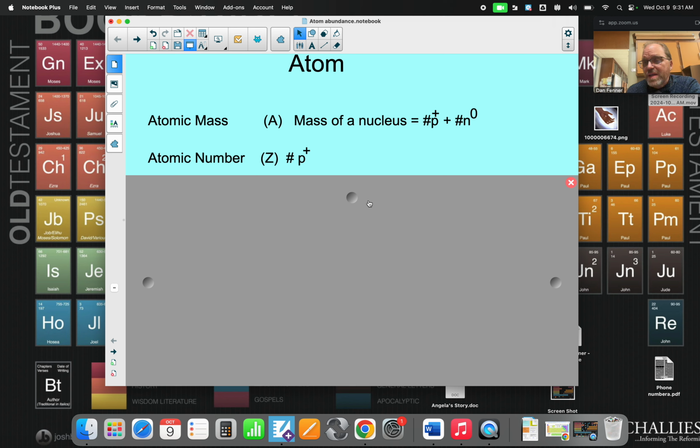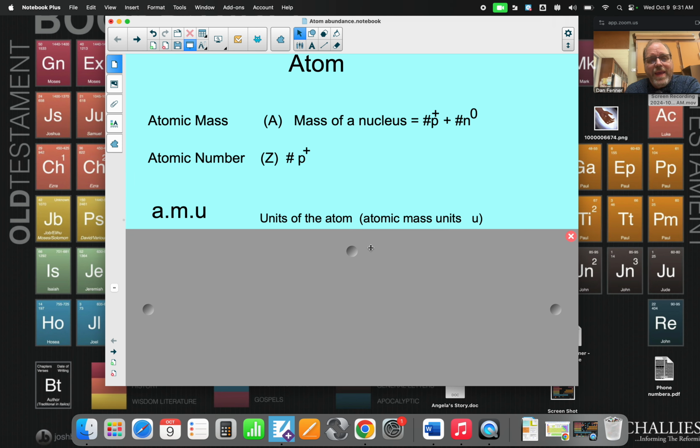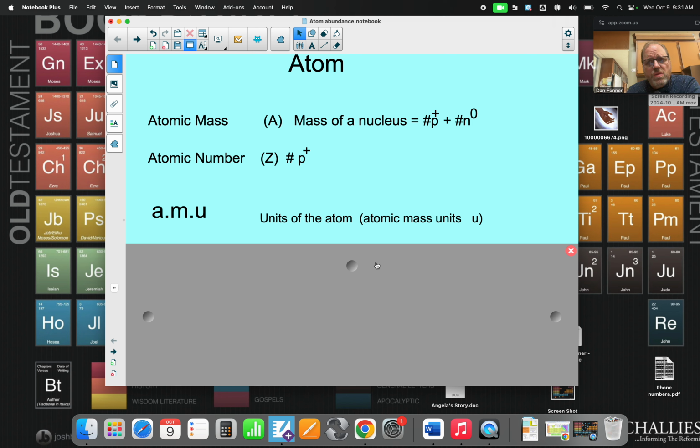Now, we don't express these in grams or liters or anything like that. Instead, we use a value called AMUs. AMU stands for atomic mass units. Chemists genuinely are a lazy bunch. So instead of writing AMUs, we just write U's. U represents atomic mass units.